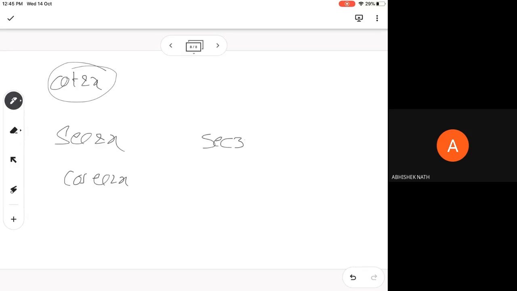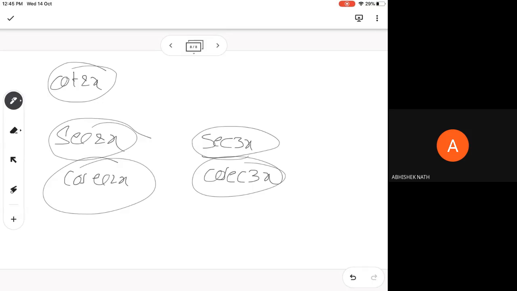Secant 3x, cosec 3x. Usually, you will not find these anywhere else in your mathematics textbook or in your further studies also. Usually, you will not find them at all. But you should get such types of questions into your mind. Then you will learn the subject.